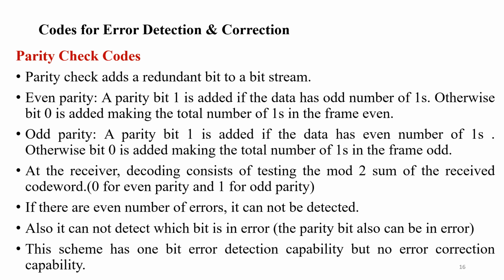At the receiver, decoding consists of testing the modulo 2 sum of the received code word, and we should get 0 for even parity and 1 for odd parity. If there is an even number of errors, it cannot be detected. Also, it cannot detect which bit is in error. Even the parity bit can be in error. This scheme has 1 bit error detection capability but no error correction capability.